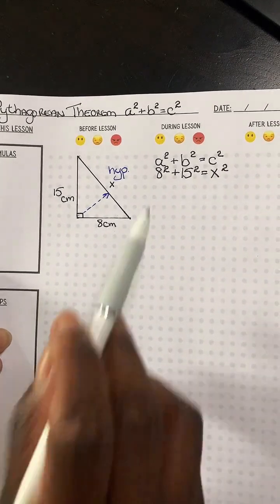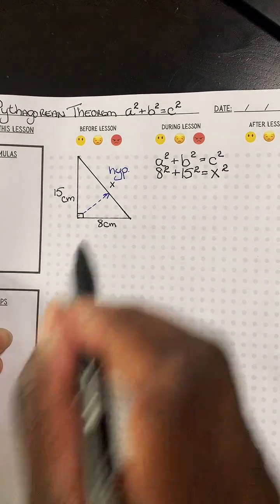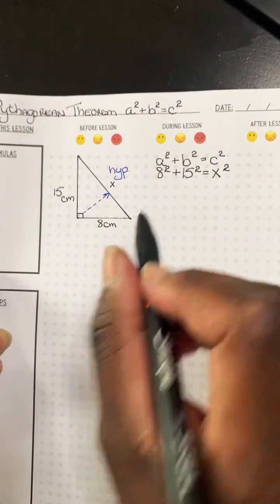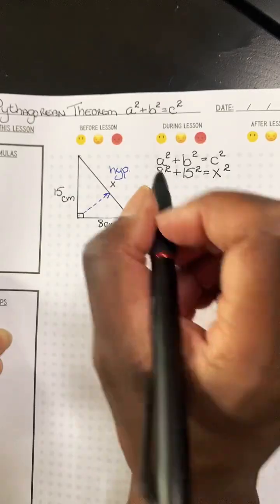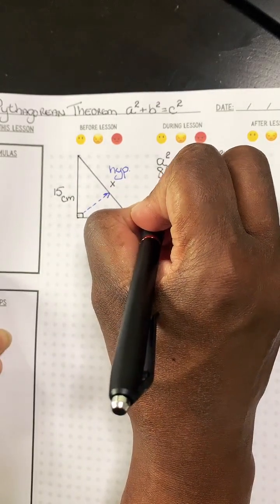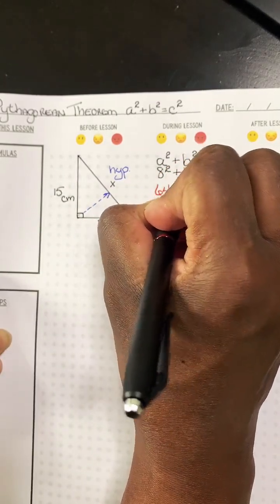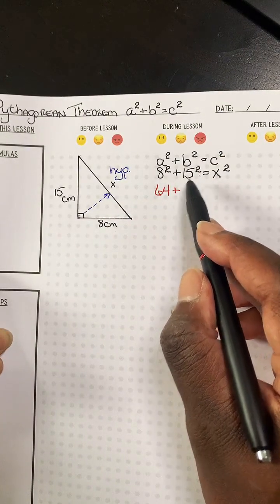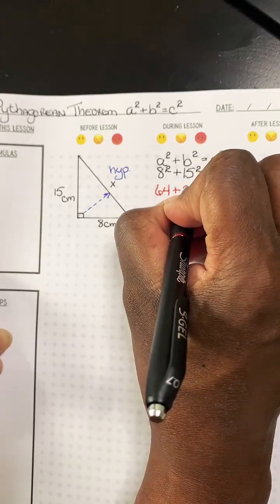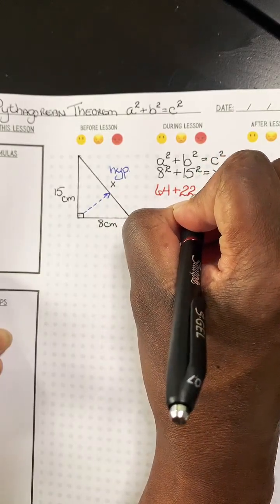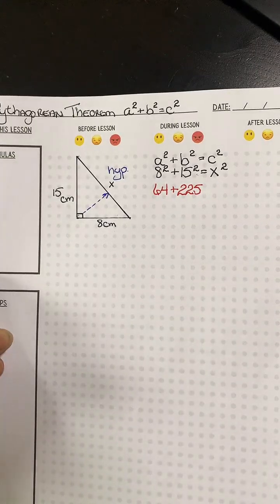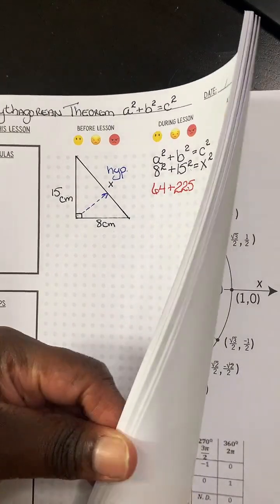So now we have our 8 squared. 8 squared is not 16. Stop it. This is 8 squared, that's 8 times 8, which gives me 64. 15 squared is not 30. That's 15 times 15, which gives me 225. And you're probably wondering, how did you get the 225 so quickly, Audrey? Well, let me show you.